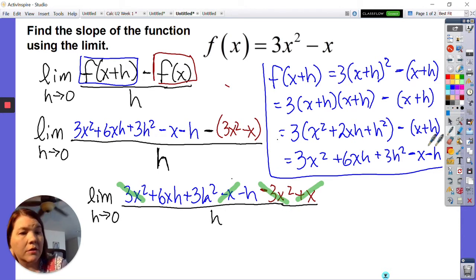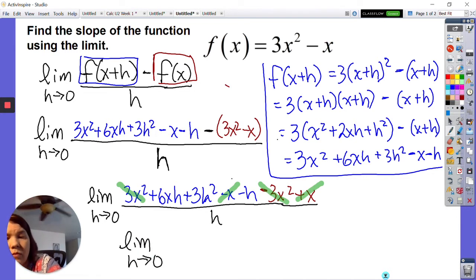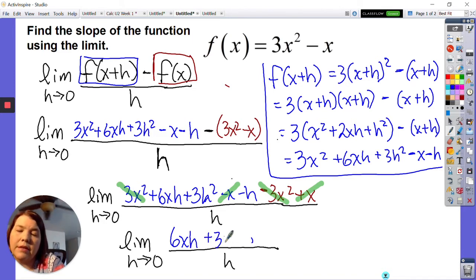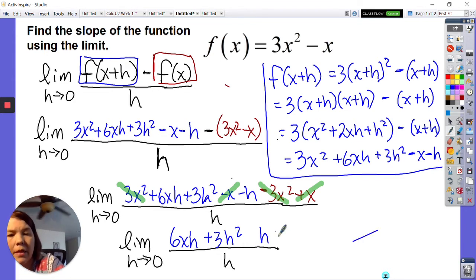So let's go ahead and write the black limit as h goes to 0 of some stuff over h. And the blue stuff is 6xh plus 3h squared minus h. Okay, all right. So there we are.